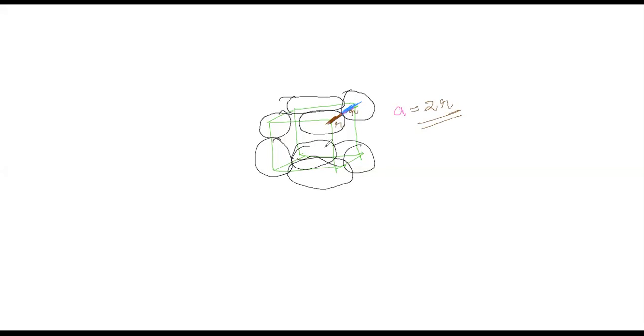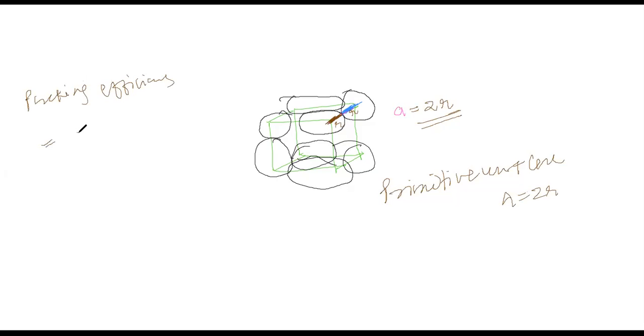So whenever you have the primitive kind of unit cell, you can write A is equal to 2R. Now we know that the packing efficiency is equal to N into 4 by 3 pi R cube divided by A cube. Now for primitive kind of unit cell, your N is equal to 1 by 8 multiplied by 8, because only 8 particles are present at 8 corners. That is equal to 1.